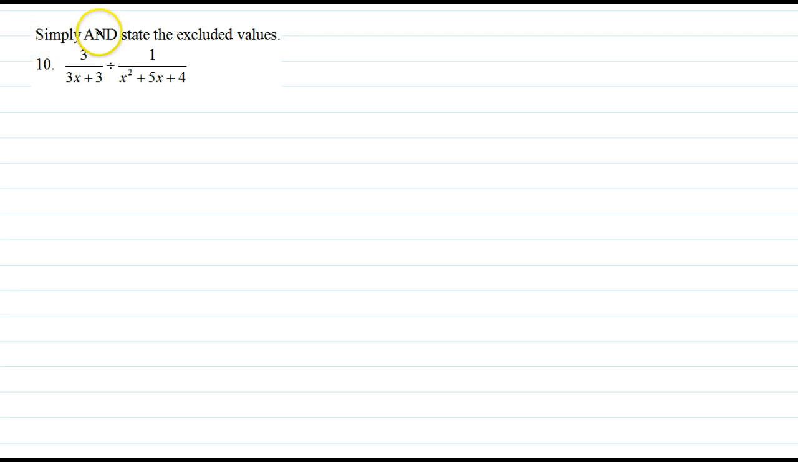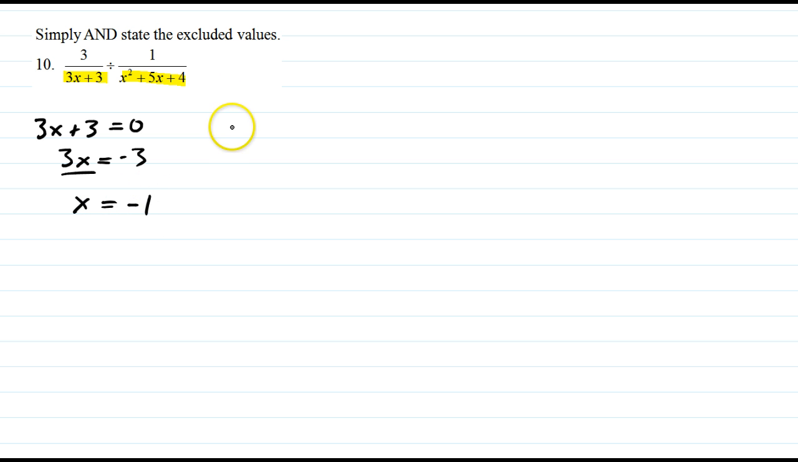For number 10, simplify and state the excluded values. I'm actually going to state the excluded values first. And so what we want to see is what makes the denominator 0. So we just take 3x plus 3, make it 0. So we minus 3, divide by 3 on both sides, and so we get x equals negative 1.